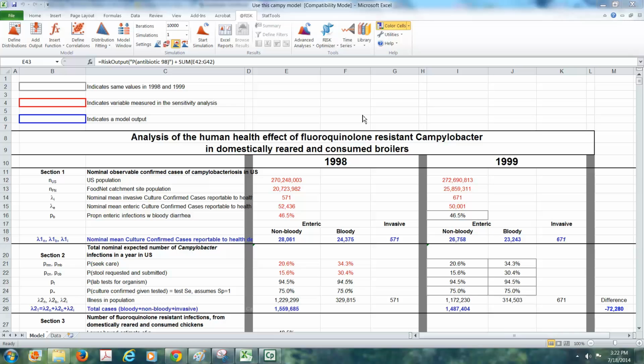If those Campylobacter continue to reproduce and remain on the chicken all the way through processing to the point where we bring the chickens home with us, if we don't cook the chicken well, or if we cross-contaminate the meat, we could end up consuming chicken that has fluoroquinolone-resistant Campylobacter on it.